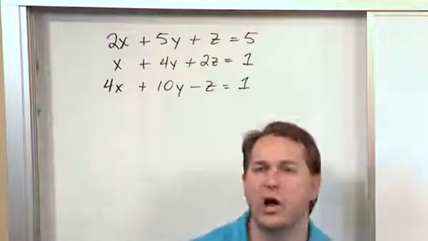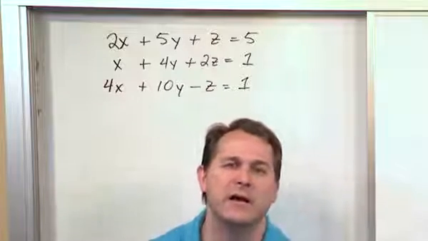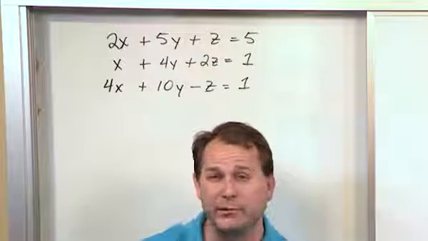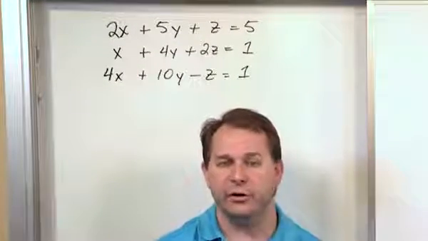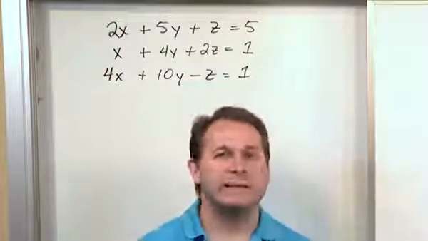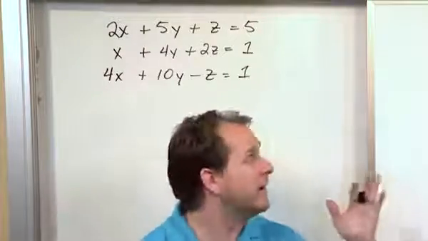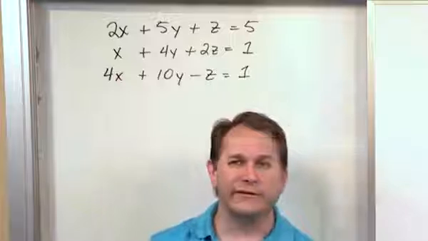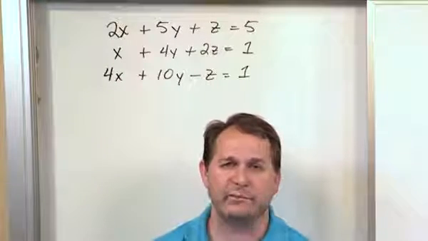Now, in order to have a hope and a prayer of solving this for a unique x, y, and z, you have to have the same number of equations as you do unknowns. Now, it doesn't necessarily mean that a solution is going to exist. It's very possible that they don't intersect in such a way that you're going to find a solution.